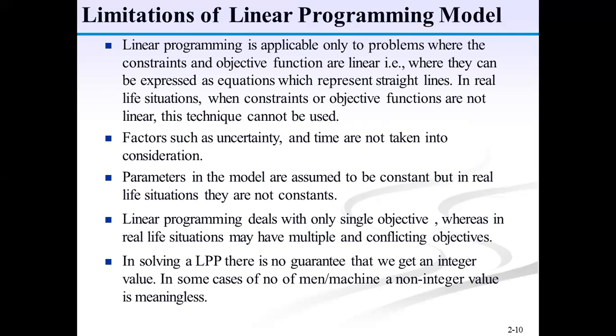In real situations, many objective functions and constraints cannot be expressed linearly. Such factors offer uncertainty, and time is not taken into consideration. In case of uncertainty, there are problems in linear programming. The coefficients in the objective function and the constraints must be completely known and should not change during the period of study. But in practical situations, the value of variables may change with time and space. Parameters in the model are assumed to be constant, but in real life situations, they are not constant.